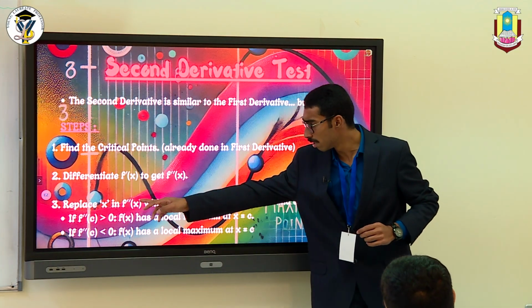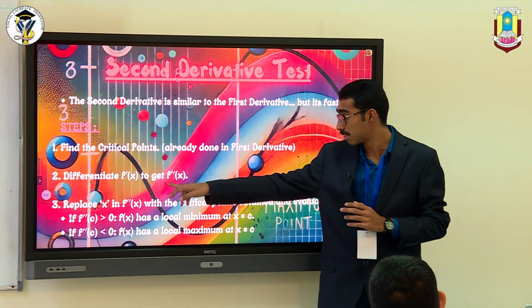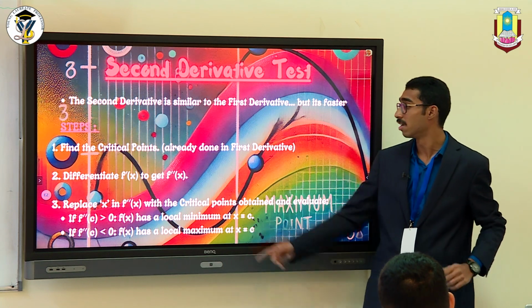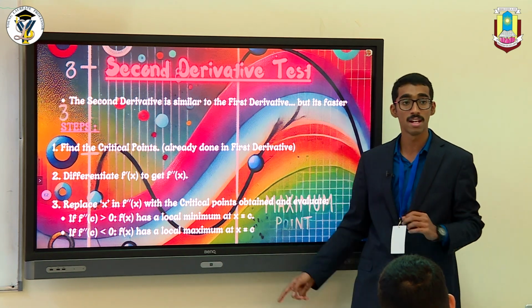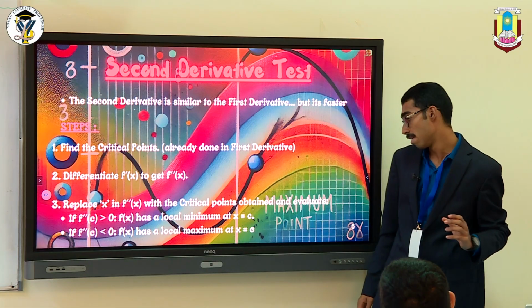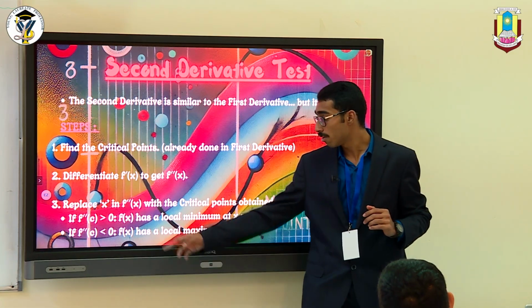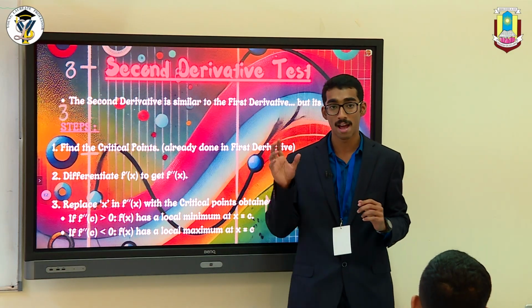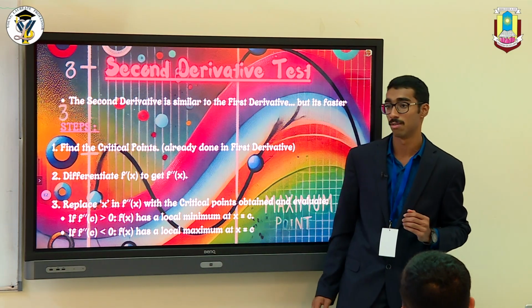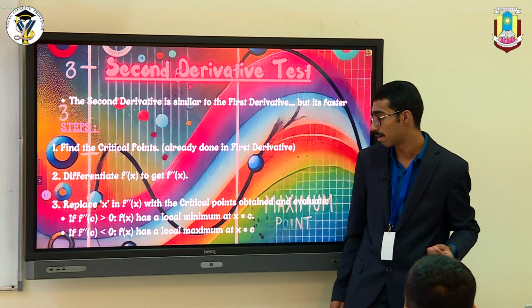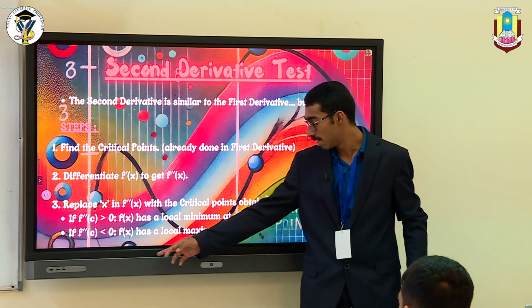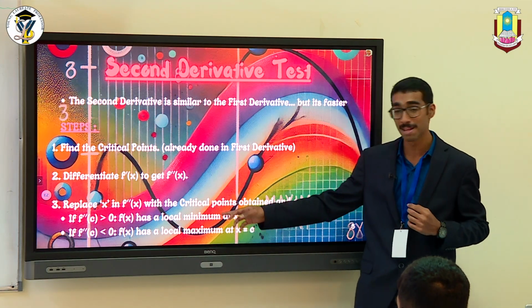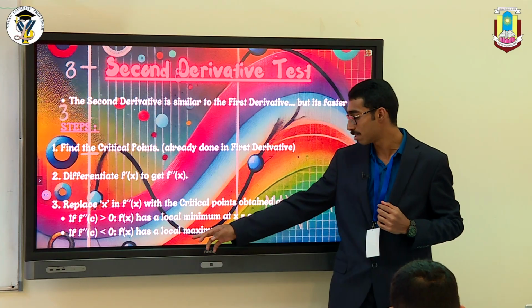Now in this f double dash x, you replace x with the critical points obtained and evaluate it. If the value is greater than 0, the point is a local minimum, and if it's less than 0, it's a local maximum. Sorry, I said it the wrong way earlier.